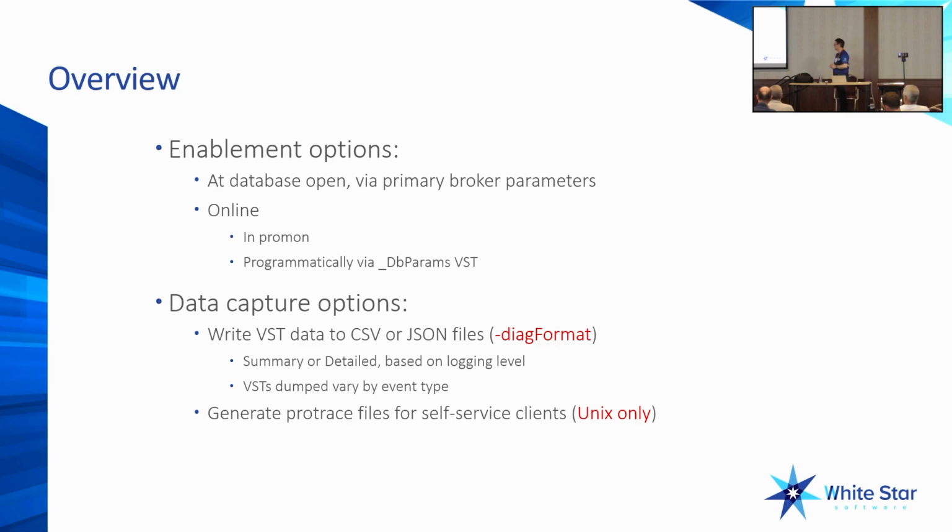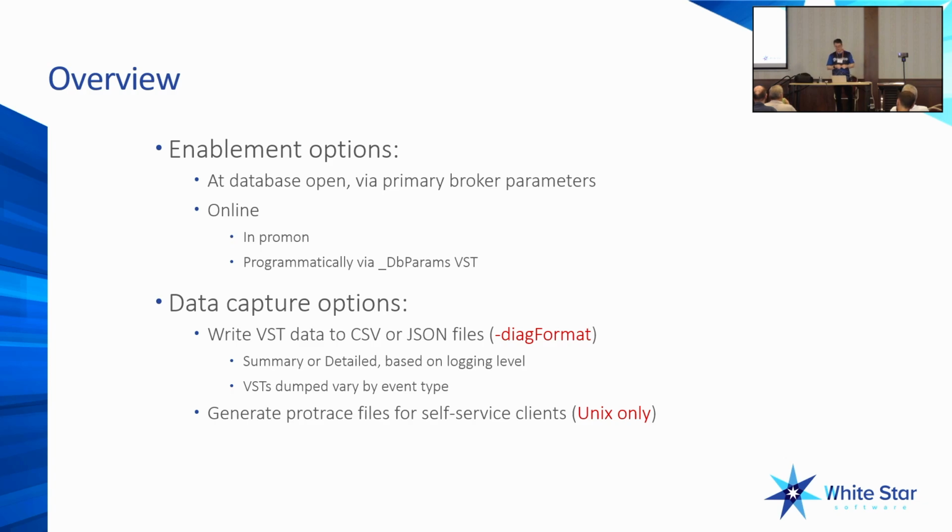You get data that's dumped from VSTs that's written to output files, to flat files. Those can either be in CSV format or JSON. And there's a logging level that you specify for each of the 3 event types. And you can set a separate level for each type of event. So the level that you set will determine whether you get summary logging, which is data from some of the VSTs, or detailed logging, which is summary plus a bunch more VSTs. And which ones those are, again, varies by event type.